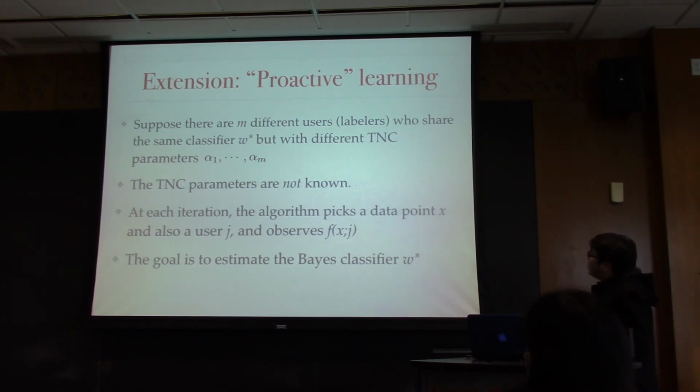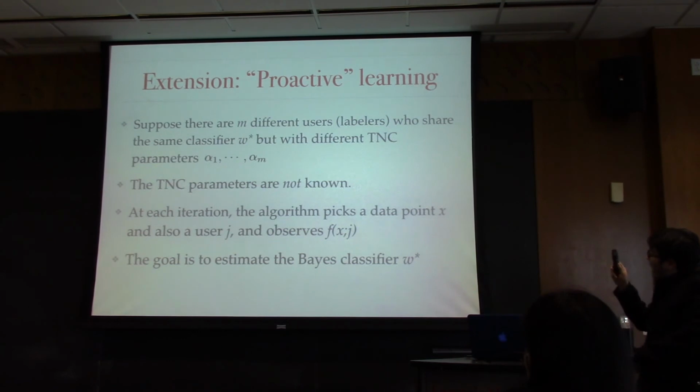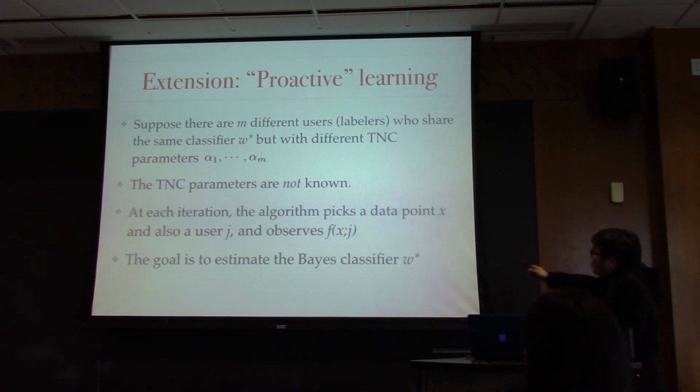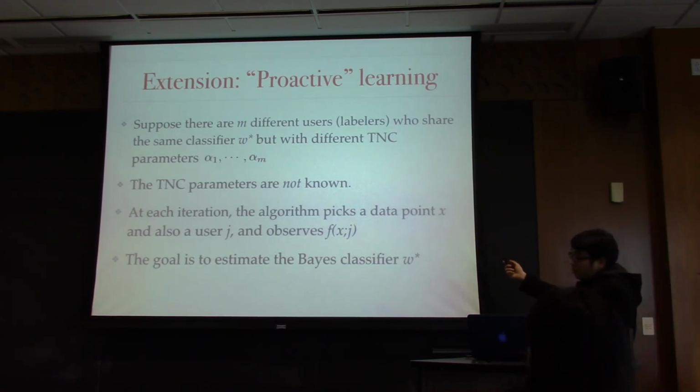In this setting, we have m different users. So instead of one labeling oracle, I have m different oracles. And I assume these m oracles share the same classifier W star, but they have different TNC parameters alpha 1 to alpha m. So the quality of these oracles differ. Some oracles are better because they have a small TNC parameter, and some oracles are harder. And these parameters are assumed to be not known.